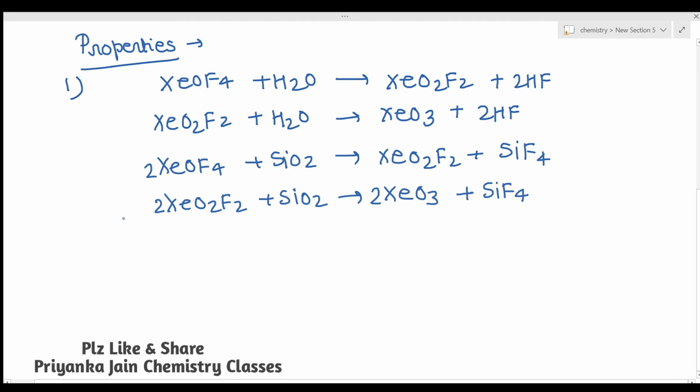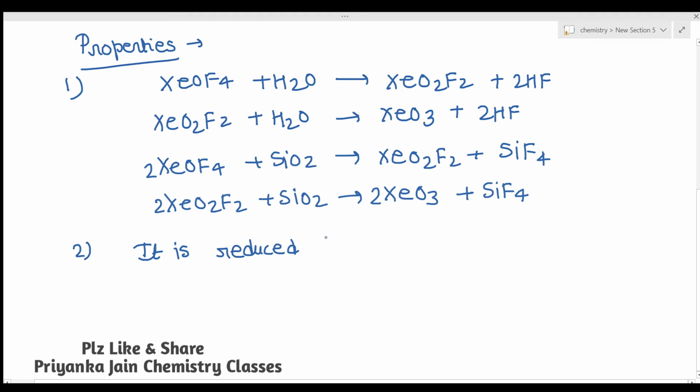Okay, in this way this reaction happens. Now see here what is happening. In this reaction, this silicon is getting fluorinated. It is introducing the fluorides either to this oxygen or to this silicon. Okay, now see its second reaction.